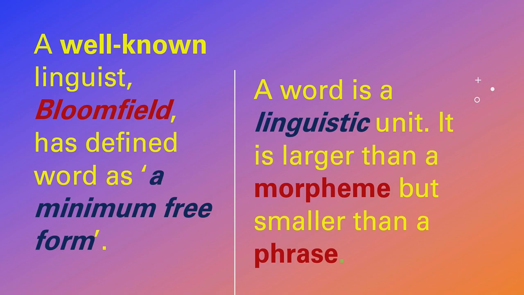A word is a linguistic unit. Of course, we are talking about linguistics, and morphology is a branch of linguistics. So a word is a linguistic unit, which means that it is a complete unit in itself belonging to language. It is larger than a morpheme, but smaller than a phrase. So a word is larger than a morpheme. Morphemes help in making up words, which we can talk about later.